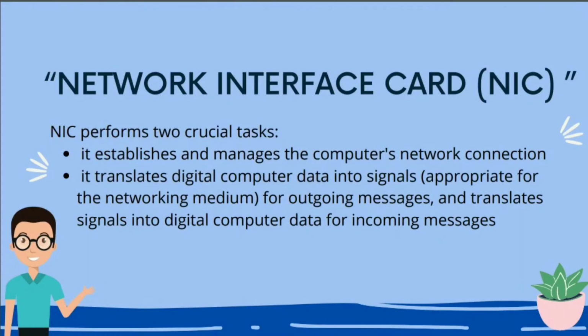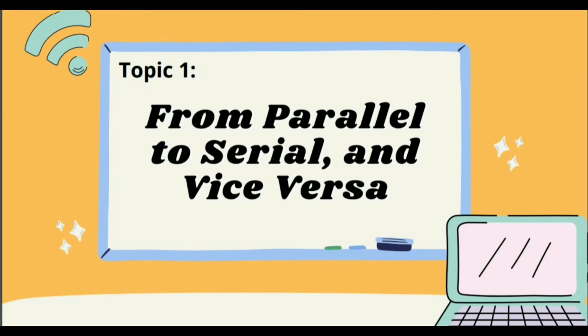Before I proceed with my topic, let us first elaborate what a network interface card is. A network interface card, also known as a network adapter or a network card, plugs into an adapter slot inside the computer case. A NIC performs two crucial tasks. Number 1, it establishes and manages the computer's network connection. Number 2, it translates digital computer data into signals. In other words, the NIC establishes a link between a computer and a network and then manages that link on the computer's behalf. Let's proceed to topic 1, entitled From Parallel to Serial and Vice Versa.